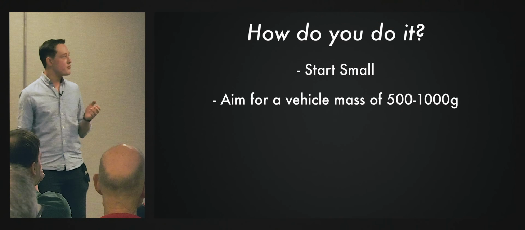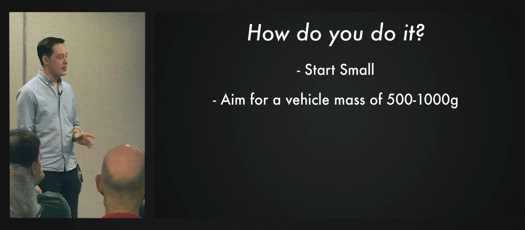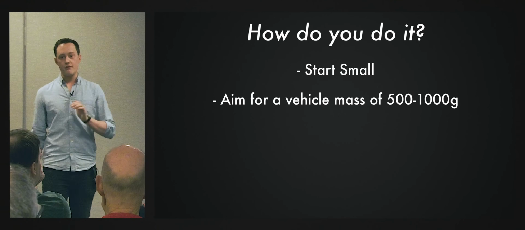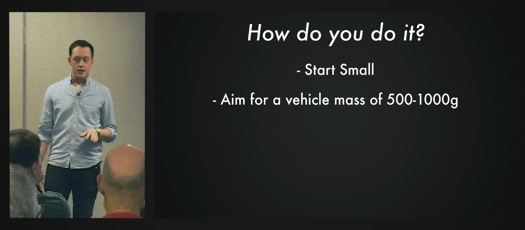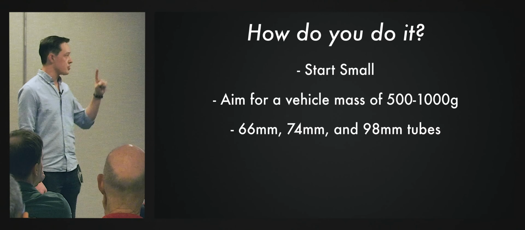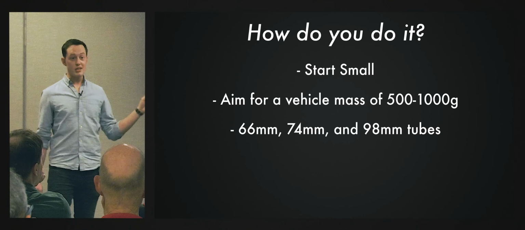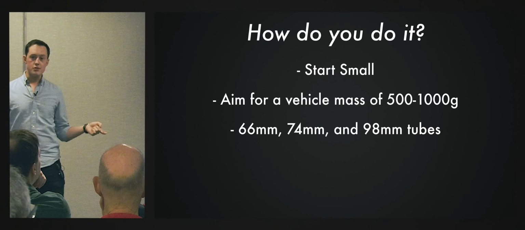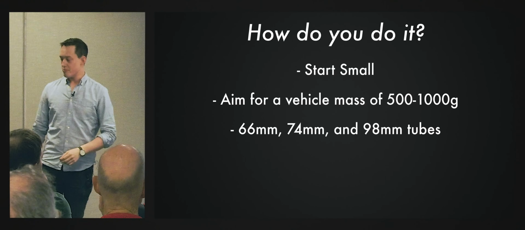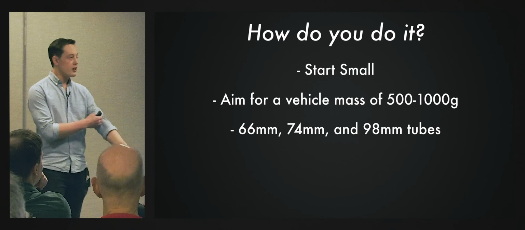Now, I would aim for a vehicle mass of roughly 500 to 1,000 grams, just to talk specifics here. 500 to 1,000 grams is definitely within the low power class of model rockets, and that's going to give you a great selection of rocket motors, and also a great selection of airframes. So 66 millimeter is a BT-80, 74 is a 3-inch tube, 98 is a 4-inch tube. These are excellent tubes to work with. I recommend going with the cardboard variant.